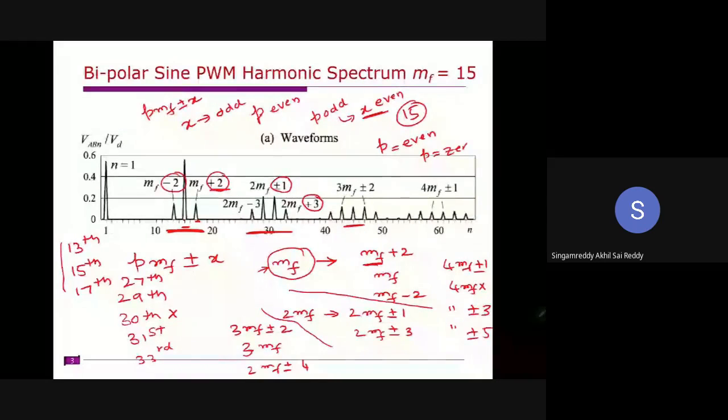That means at PMF, this harmonic is 0. Okay, is it clear? Yes, sir. PMF plus or minus X: if P is even, X will be odd, and if P is odd, X will be even, right? So if MF equals 15, corresponding to 2MF, that is the 30th order harmonic, and the 60th order harmonic, all these will not be present.